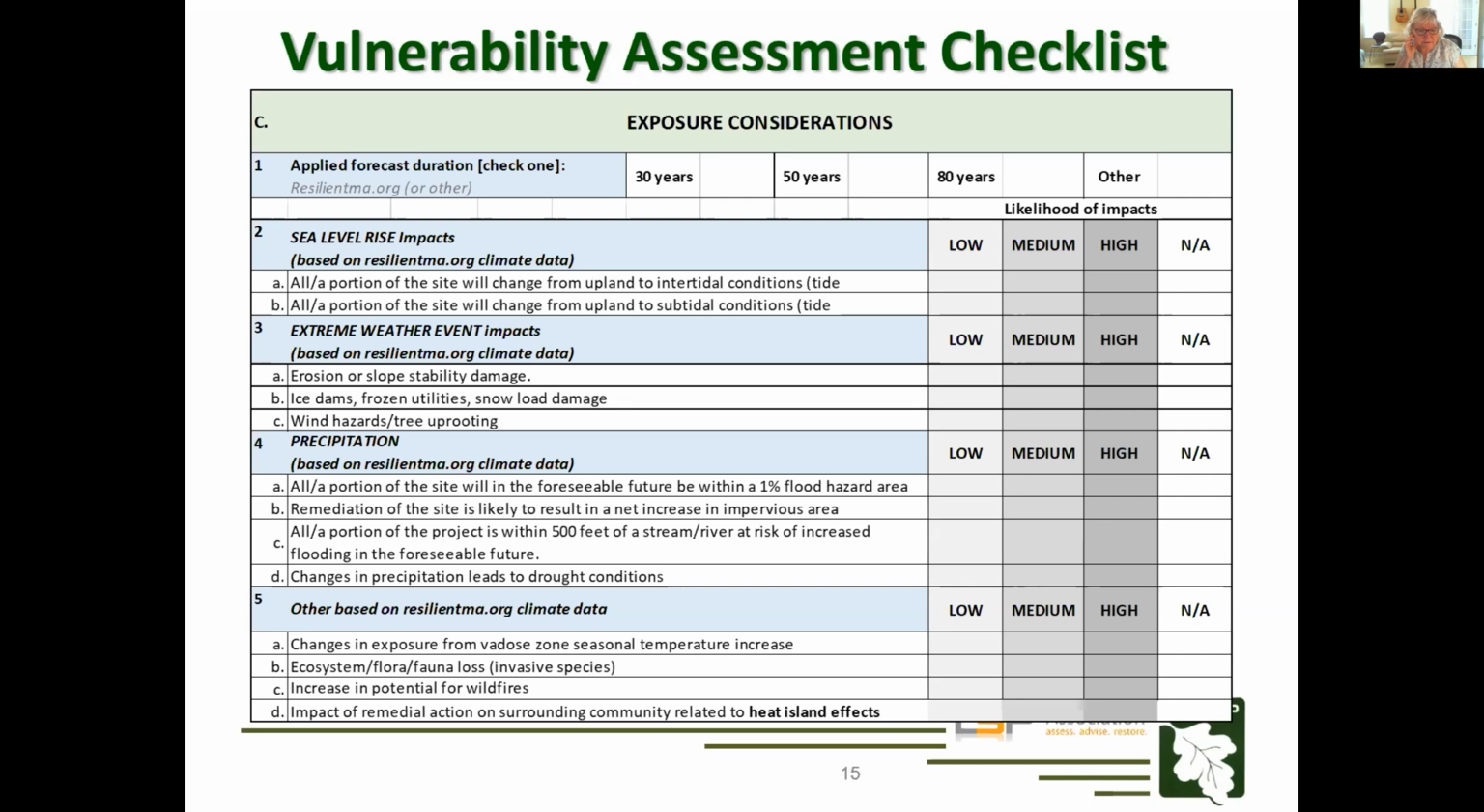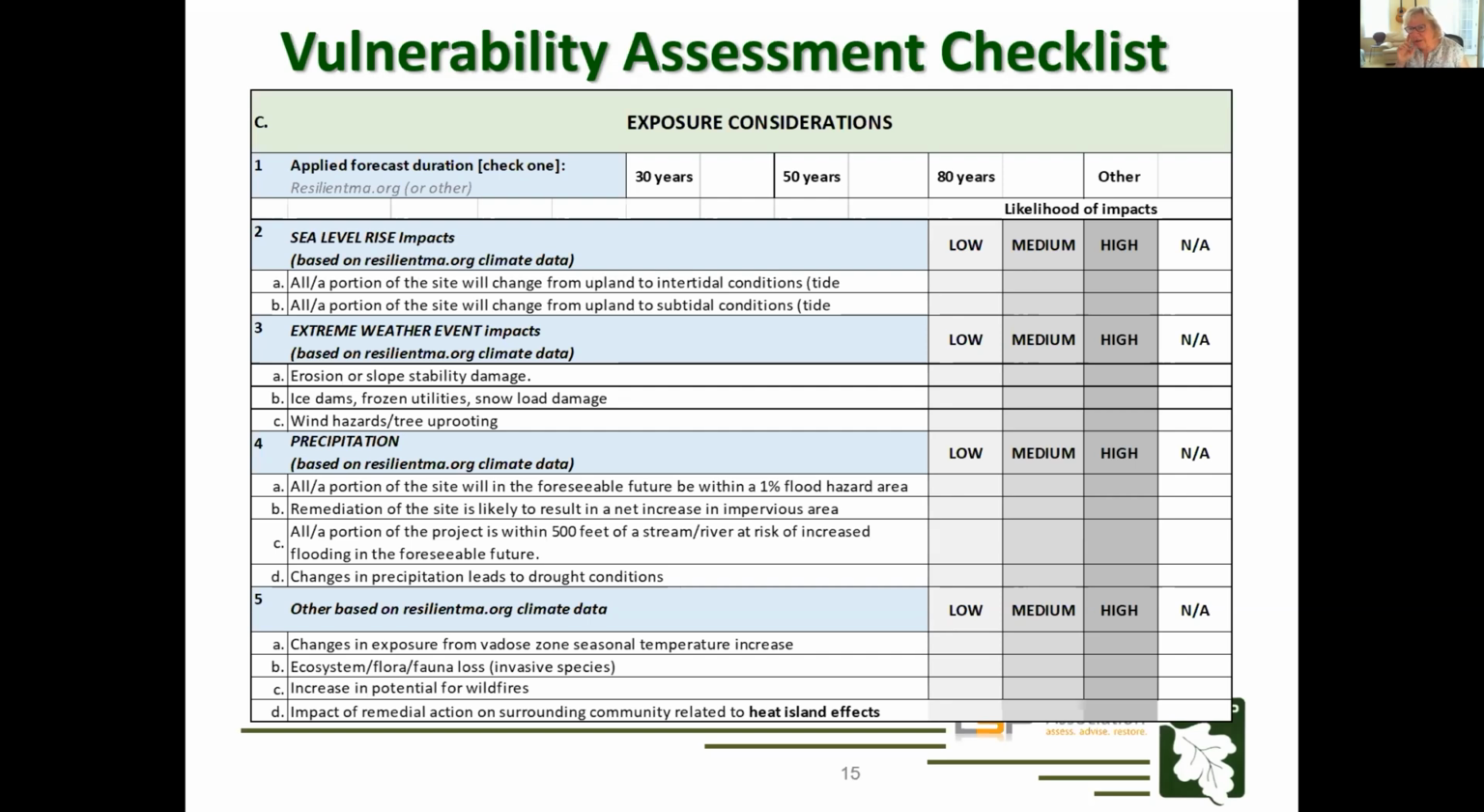Tied to this, and sort of the $10,000 question, is always, well, what does a foreseeable future look like in terms of number of years? Most of the resources in ResilientMass.org are set up 30 years, 50 years, 80 years out, projecting as much as 100 years out. And that's probably the first place where the LSP's judgment has to come in in considering climate change: they have to select a duration that they're going to look at, because that will determine which model outputs they use to answer this question. So that's exposure considerations. The answers are scaled in terms of likelihood of impacts, whether it's low, medium, or high. And some things are just not applicable. So for an inland site, the sea level rise ones are all N/A.